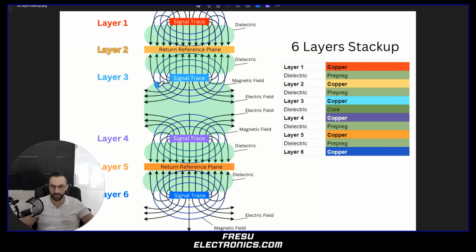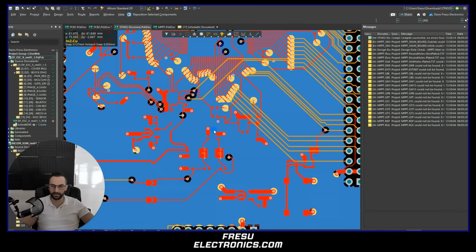And of course, we want to have everything symmetrical, so if one side of the board is one way, the other side of the board, for manufacturing purposes, we want to have it ideally the same. Okay, now let's go to problem number 2. So what is problem number 2?